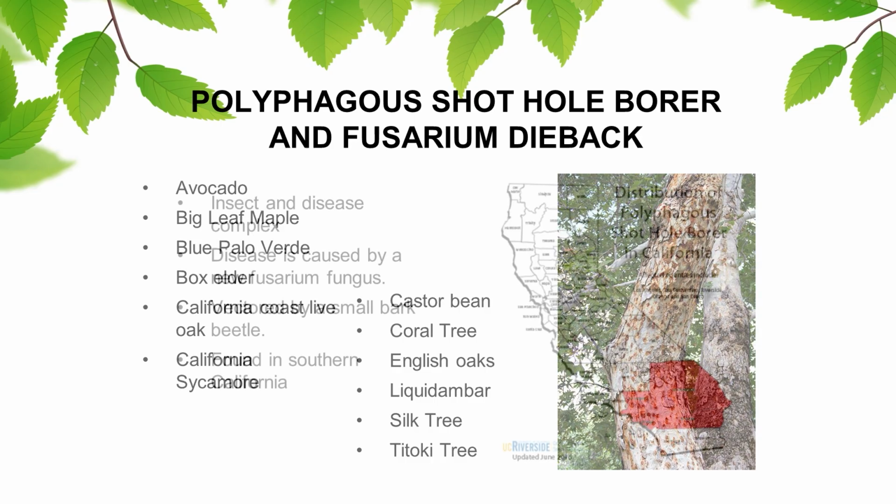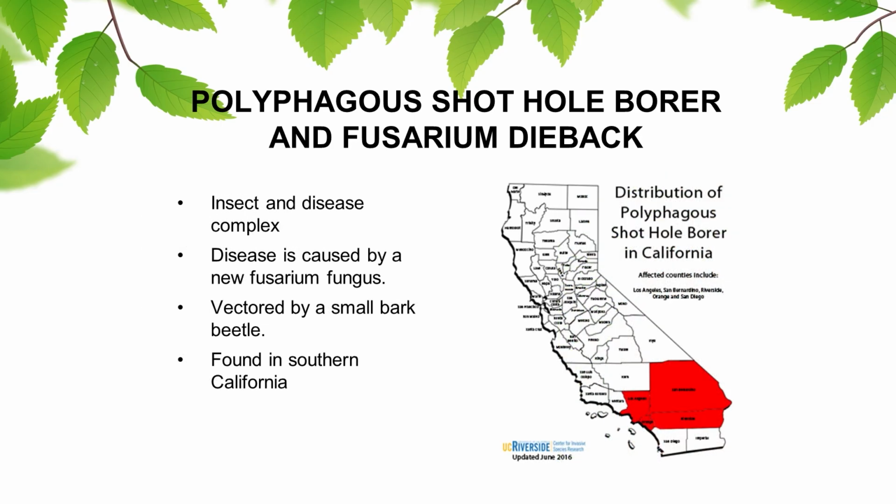and others. Polyphagous shot-hole borer and Fusarium dieback is an insect disease complex that causes dieback in trees. The disease is caused by a new Fusarium fungus. It is vectored from tree to tree by a small bark beetle. This insect disease complex can be found in Southern California.